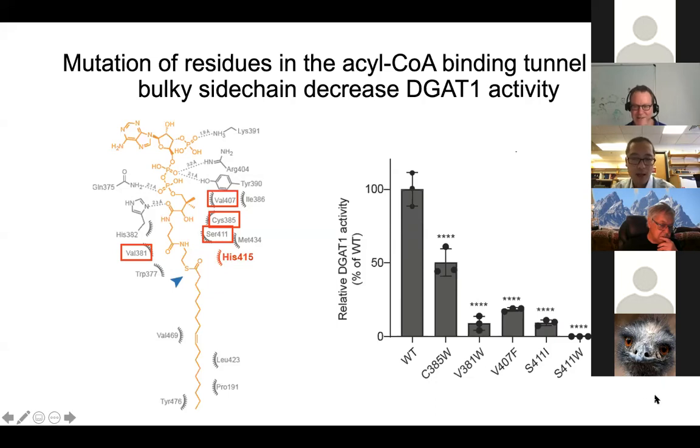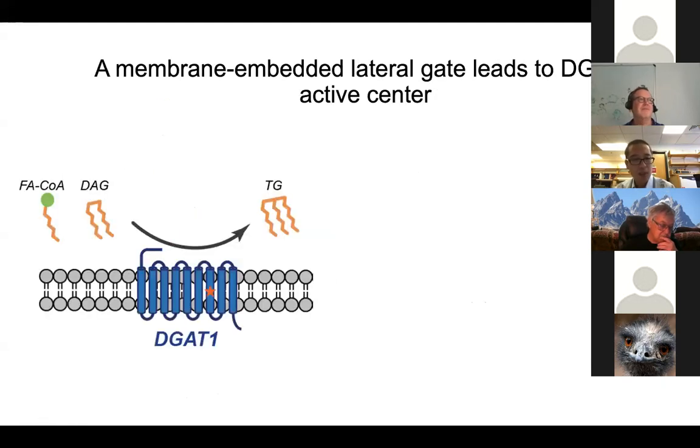So that's confirmed the loss of activity is not simply due to protein misfolding. Okay. So now we have a clear picture about protein structures, active center, and where fatty acyl-CoA binds. Then what about the final reaction product, TG?